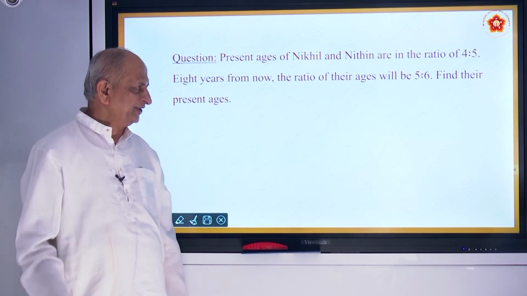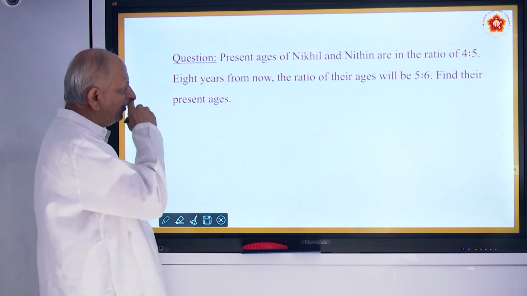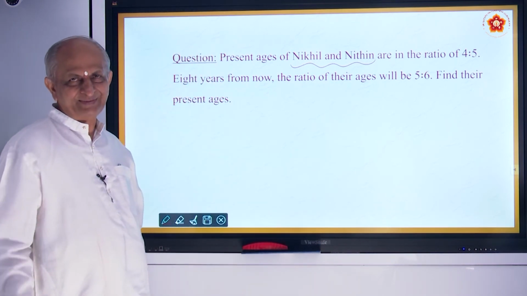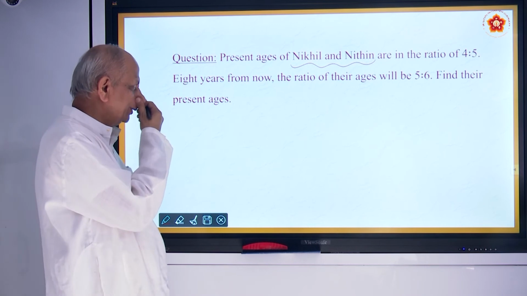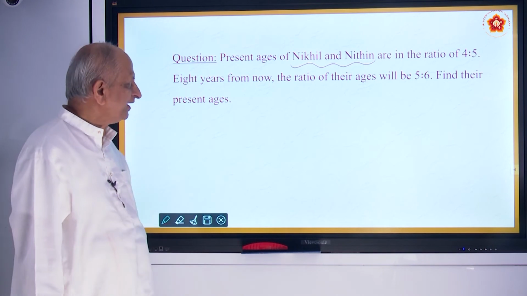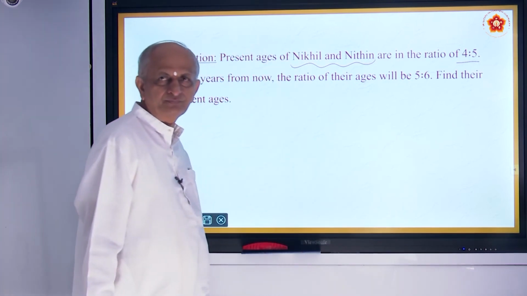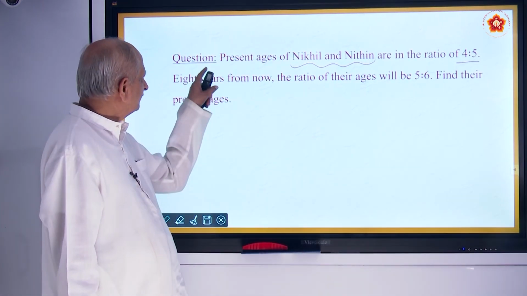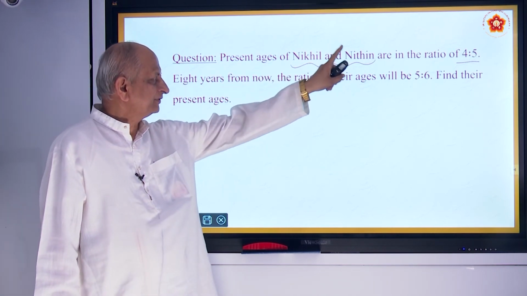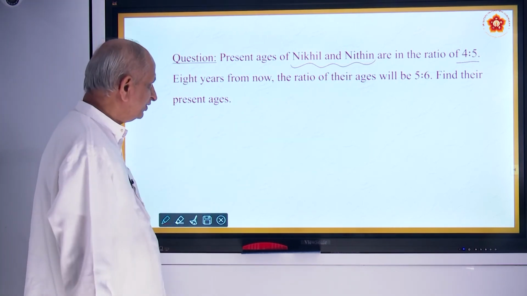Next, about application of that. Same type of equation with the application. Ages of Nikhil and Nitin. They are twins. Some of you may be there with that name. So there are two boys called Nikhil and Nitin. The ratio of their ages is 4:5. Here is one application question. Present ages of Nikhil and Nitin are in the ratio of 4:5. Here the value of their ages is not known.